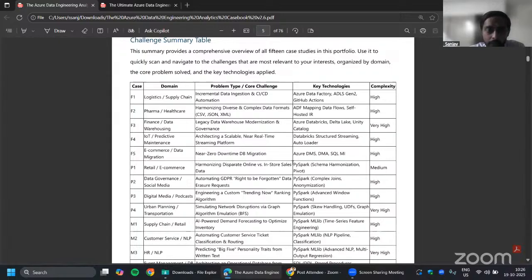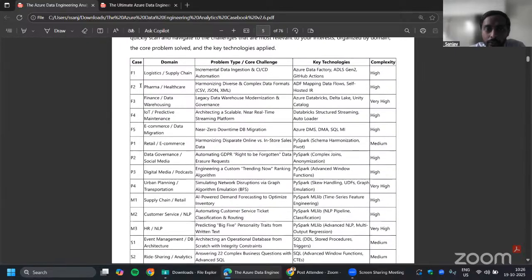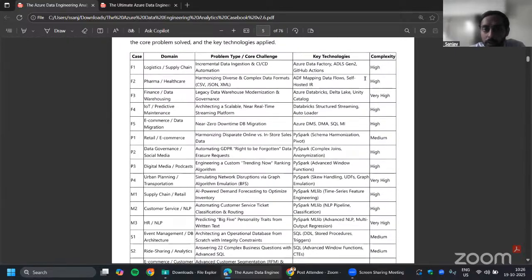I'll immediately jump to P1, P2, P3, and P4 because these are all focused on PySpark. But let's say I want to get some flavor of AI/ML, then I'll immediately jump to M1, M2, M3 case studies which use the ML library, MLlib, which covers time series, NLP, and all these other things. Now, this is one way of looking at cases, from the domain, problem, and technology point of view.